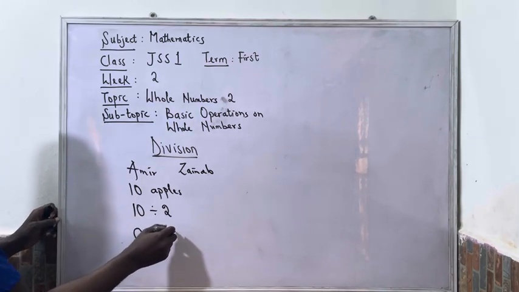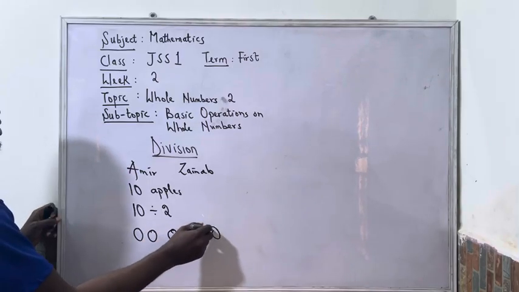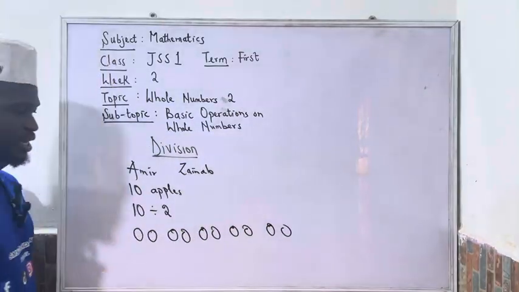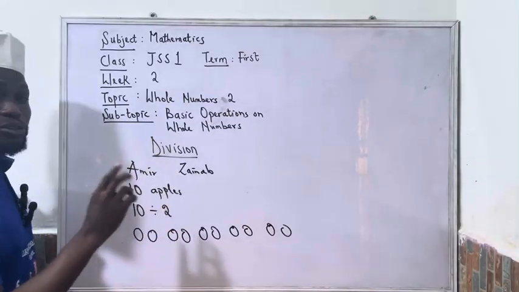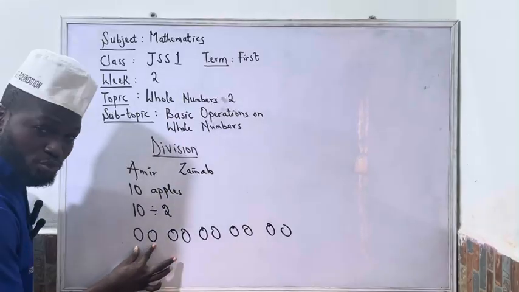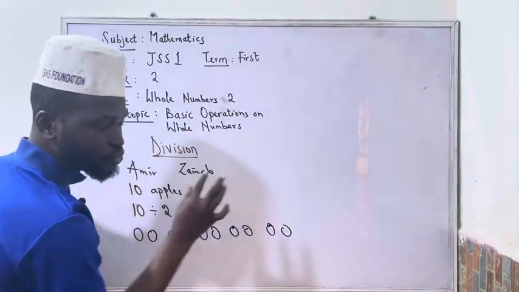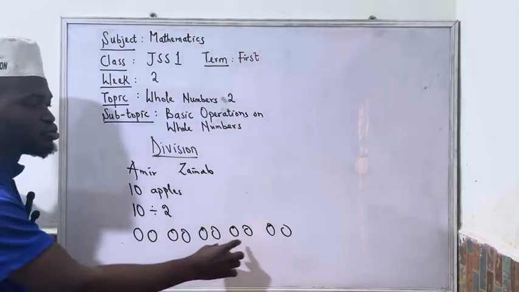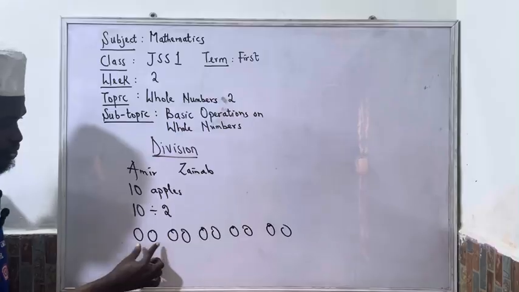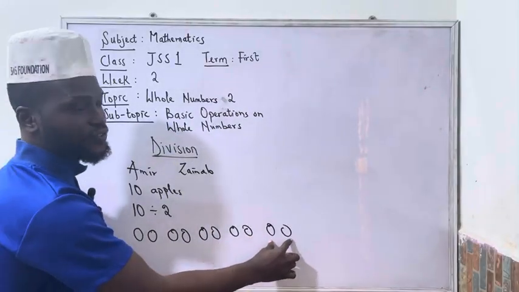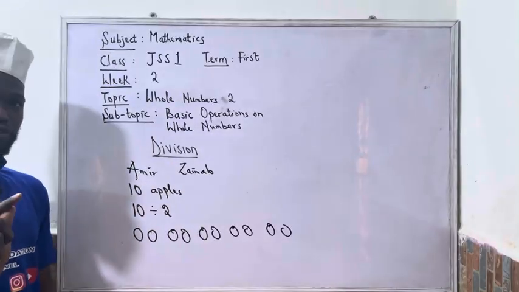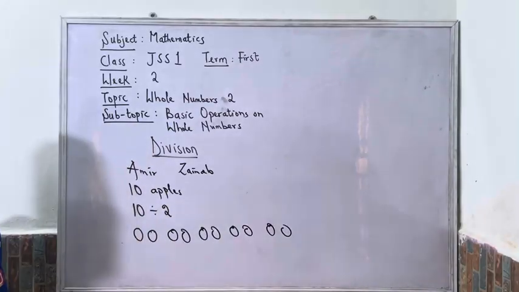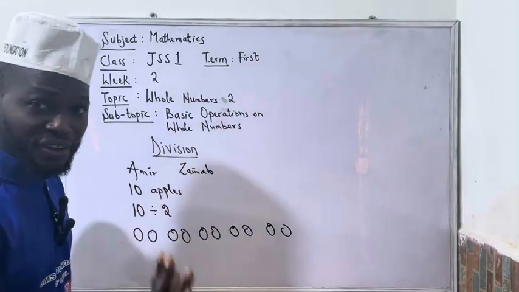1, 2, 3, 4, 5, 6, 7, 8, 9, 10. So this is 10 apples. And mind you, the way I draw the 10 apples, I group them into two groups. So this is 2, 2, 2, 2, 2. So we have 10 already. Now, it means I need to count how many 2s did I get from here. This is 1, 2, 3, 4, 5. So it means I have 5 groups of 2. So it means we can divide 10 into 5 groups of 2. Meaning that each one of them will get 5 apples.